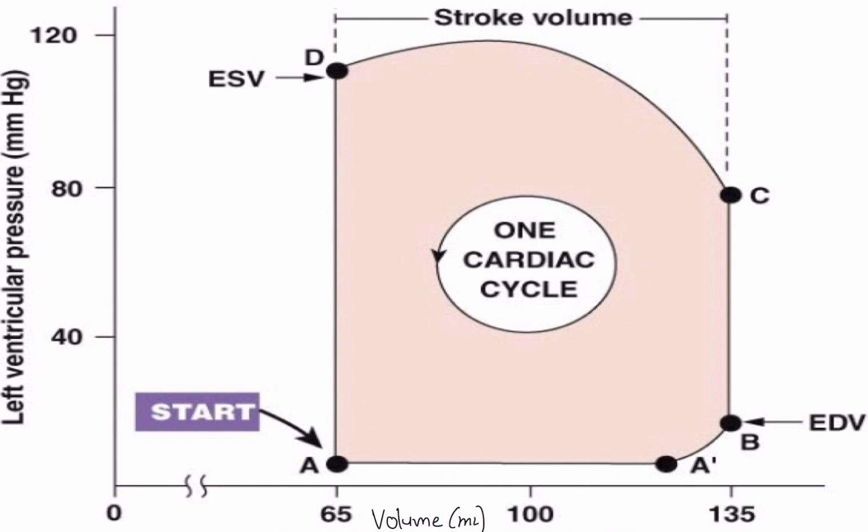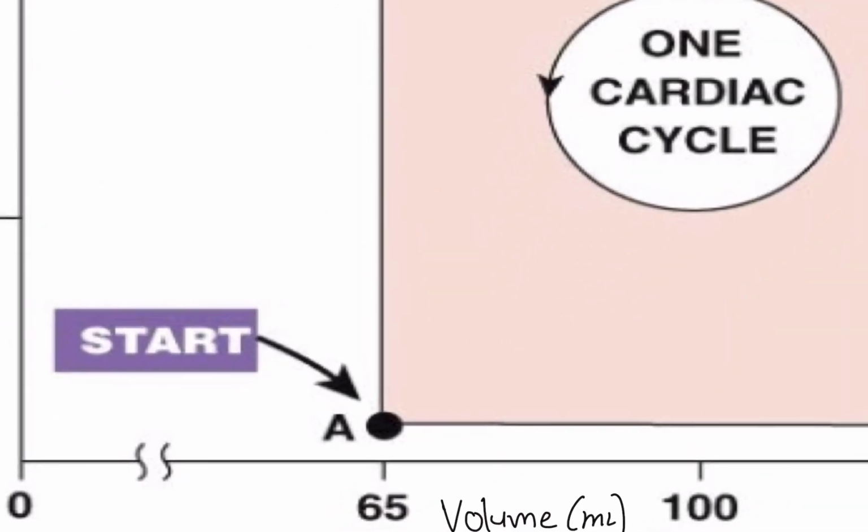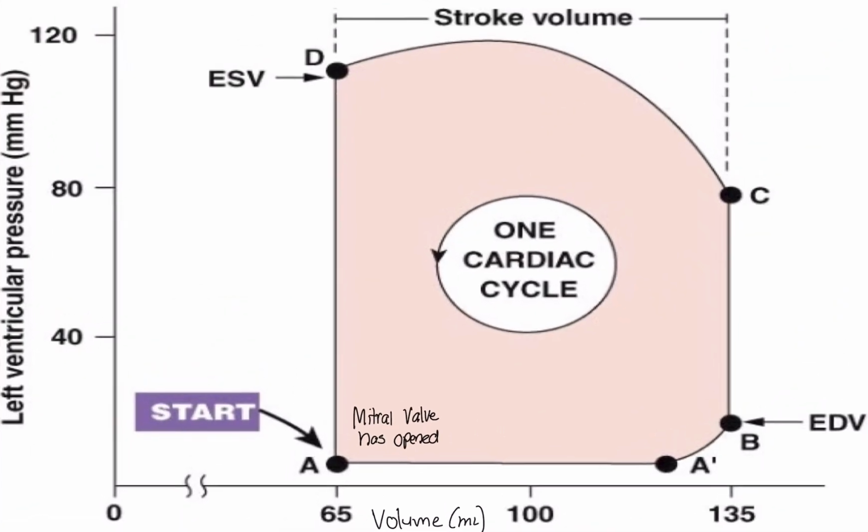So let's start with A. What is A telling us? Why is this important? A is telling us the mitral valve has opened. So let's write that down. Mitral valve has opened. The mitral valve is the valve between the left atrium and the left ventricle. So what's happening is the blood from the left atrium is now dumping into the left ventricle because the valve is now open.